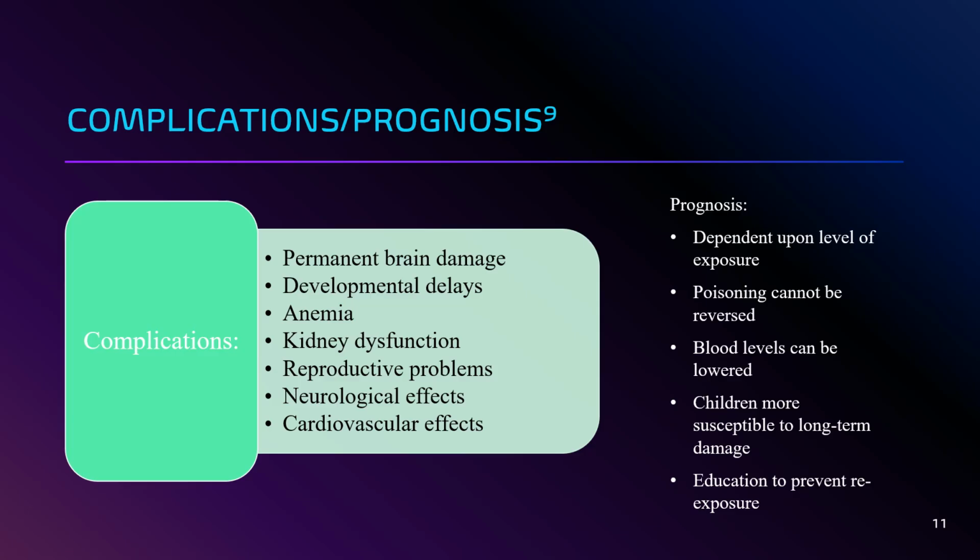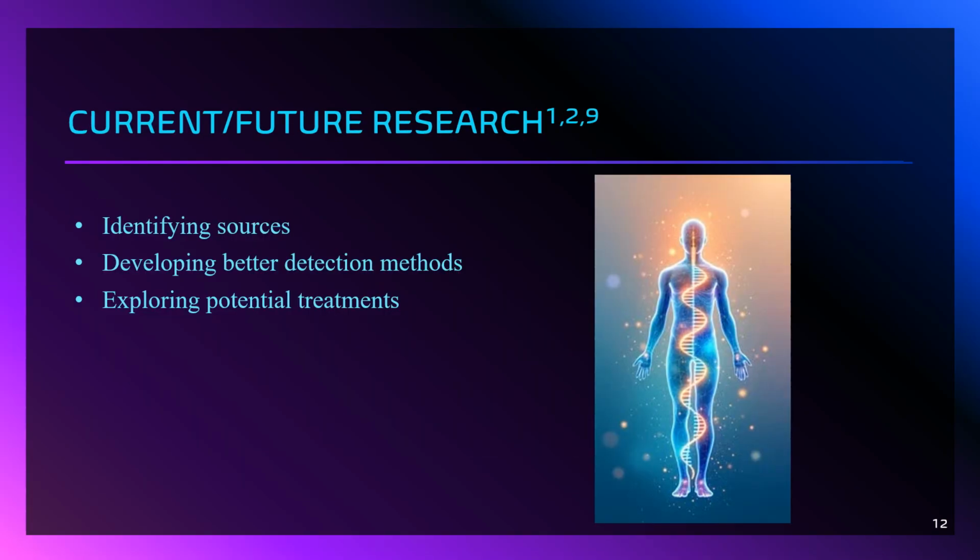Children are more likely to experience long-term serious effects. Lead poisoning cannot be reversed. However, the blood levels can be lowered, and of course, like mentioned, we can teach prevention from further exposure too. Current research is really trying to identify more sources. As I've mentioned earlier, some surprising ones have popped up. Also developing better detection methods, and exploring potential treatments.